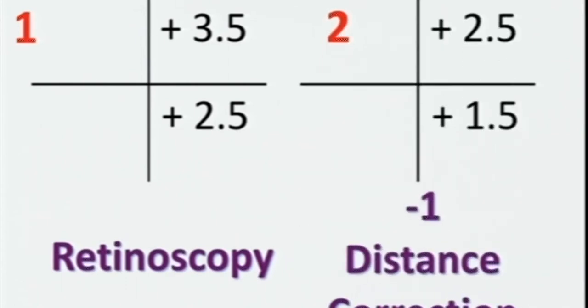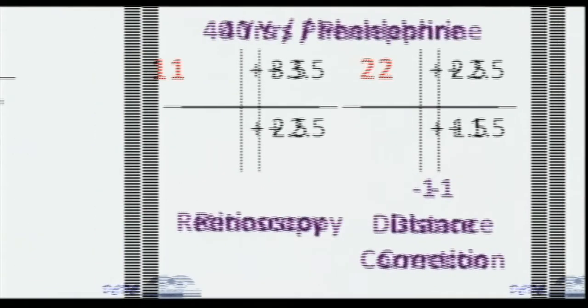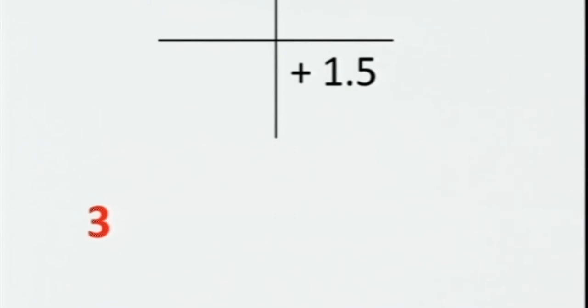This is the power cross. Next is the distance correction. Plus 2.5 on 1.5. Is this clear? Yes or no? We are doing a distance correction for 1 meter. Then the next step would be to take a subjective.